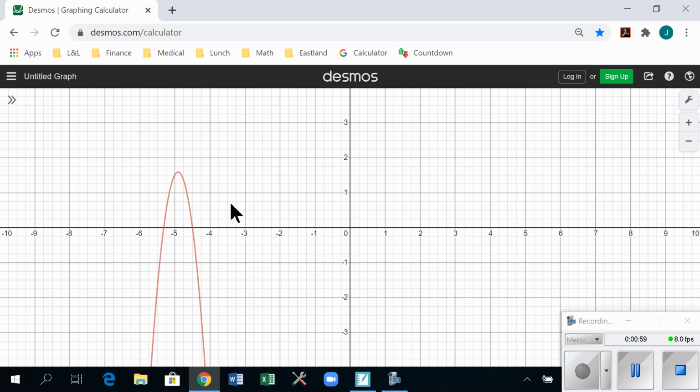Today's lesson is called transforming functions. We want to be able to take any graph that exists and we want to be able to transform it, make it move around the coordinate plane, make it steeper, make it flatter. This is what you're going to learn in today's lesson.